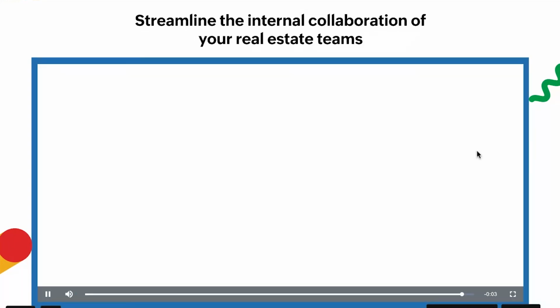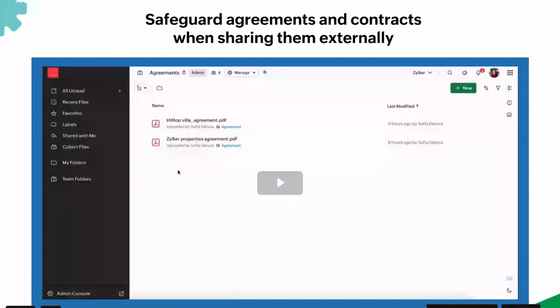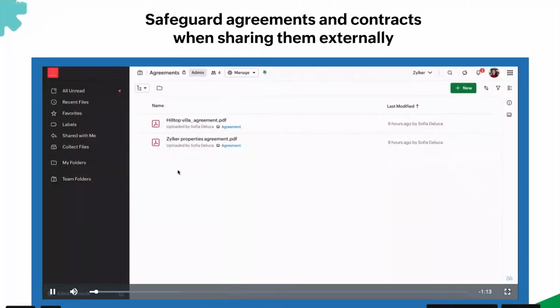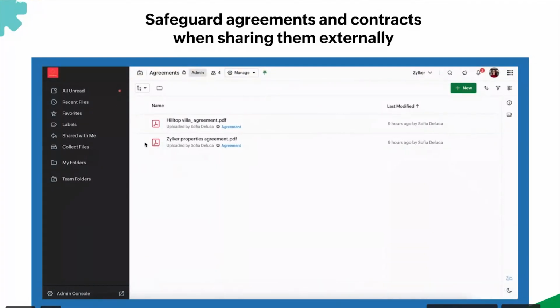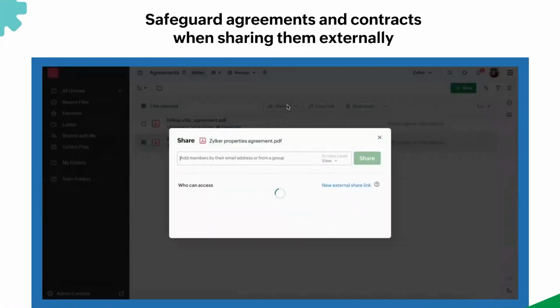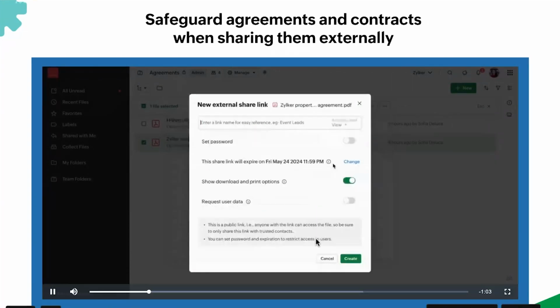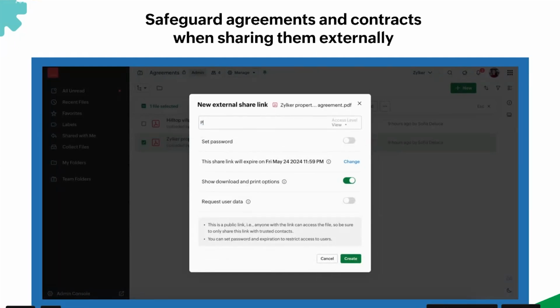And here's one more use case, that is how to send documents in a more secure way, that is sharing in a secure way. To do this, simply select a file that you wish to share and click on the share button. Here, you will find an option to create a new external share link. Provide your share link a name.